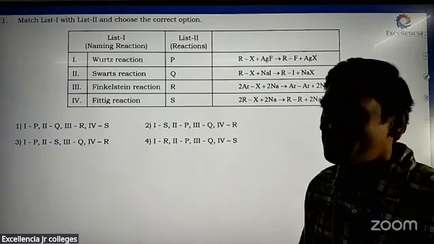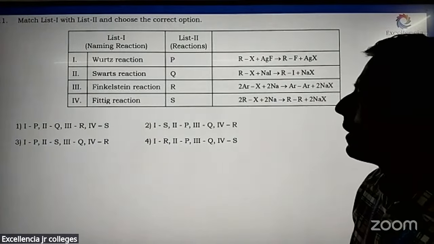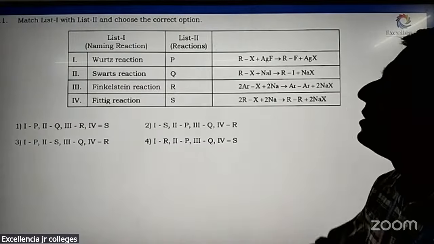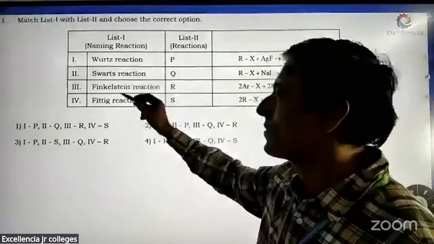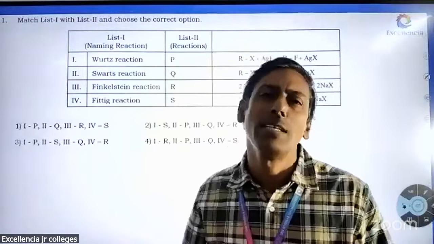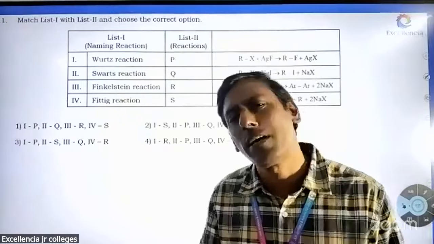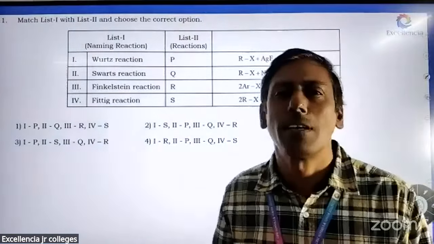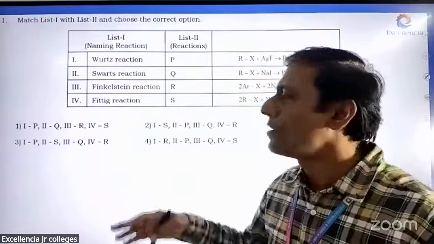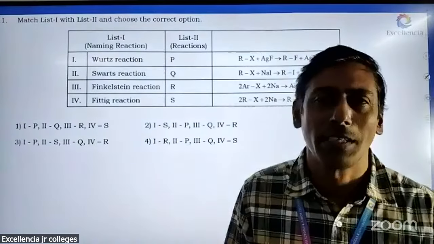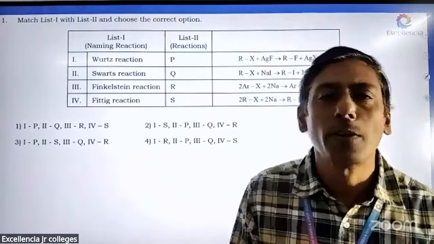Organic question. Again, the organic question is asked in the form of match the following. Name reactions are given: Wood's, Swartz, Finkelstein, Fittig. Everywhere throughout India, teachers will be saying name reactions are important. Concentrate on name reactions. In almost all sessions, we can expect questions on name reactions. So concentrate on the topic of name reactions.